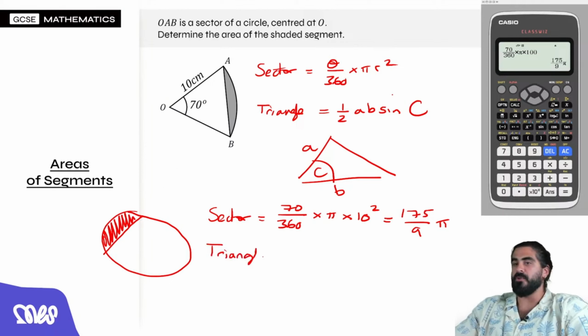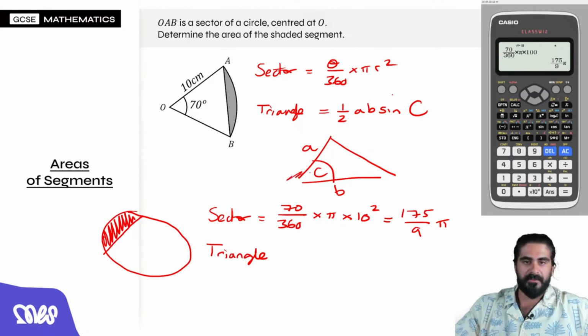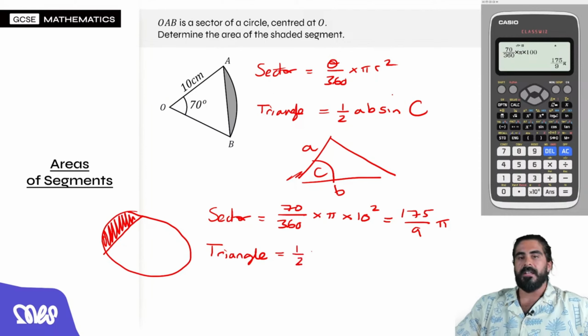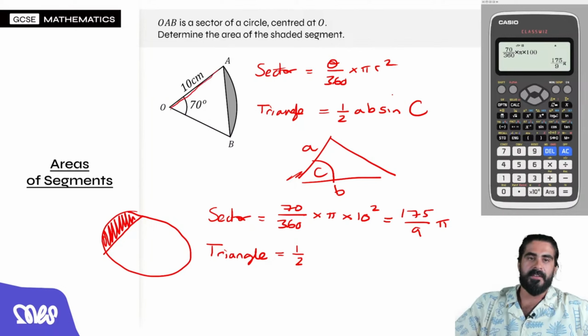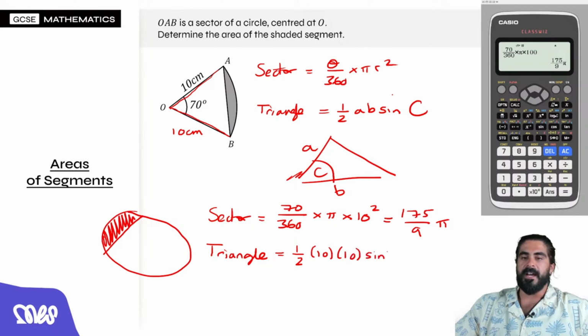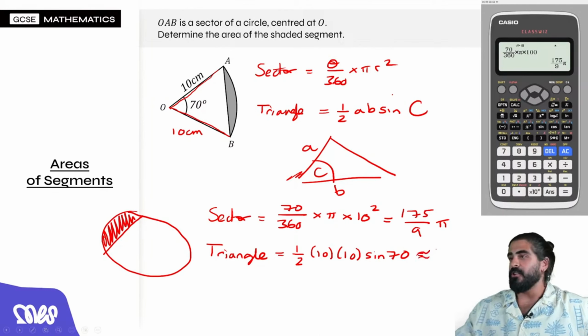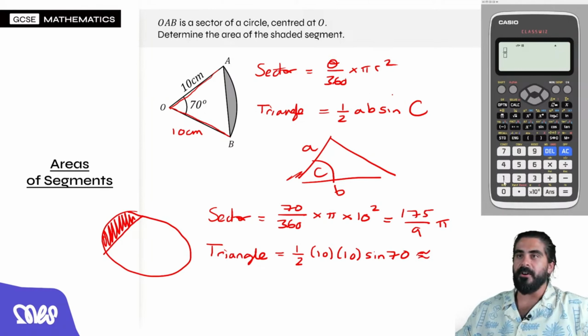I'm going to show you lot something super cool here. Half. Now your A and B are the lengths on either side of the 70. I've only written the 10 centimeters, but the other side is also 10 centimeters. So it's a half A, B sine of the angle 70. Now look at this. I'm going to show you lot something super cool. I'm going to type this in, half AB sine C. So half, bracket 10 sine 70.